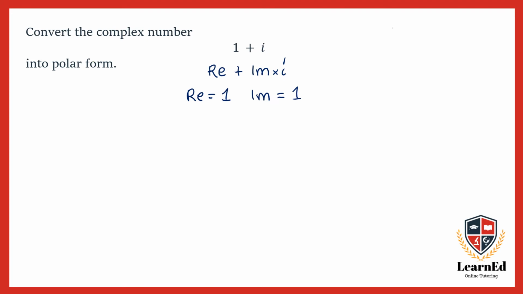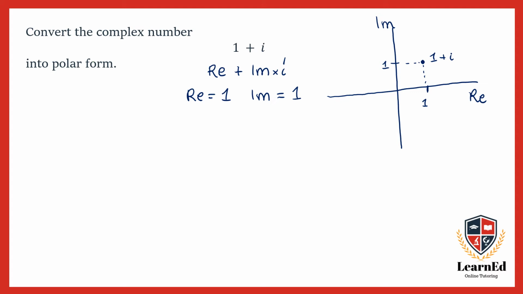If we were to visualize this on an Argand diagram, we would have the real components on the x-axis and the imaginary components on the y-axis. We have 1 in the real direction and 1 in the imaginary direction, so we have our coordinate around here. That would be 1 plus i. This is how we represent it in our rectangular form.